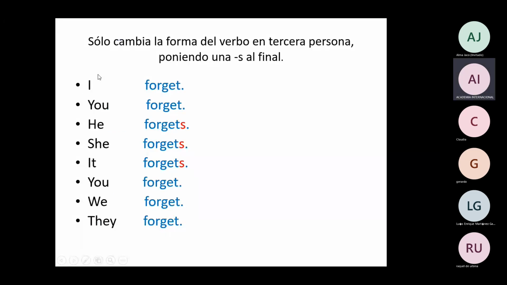Ahora, esto es muy importante. Solo cambia la forma del verbo en tercera persona, poniendo una S al final.